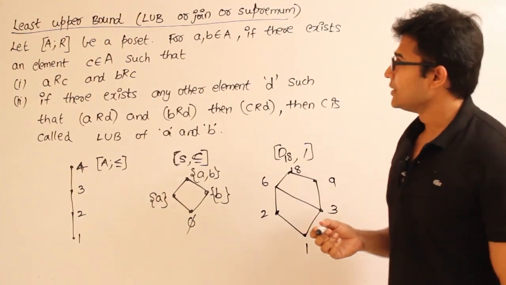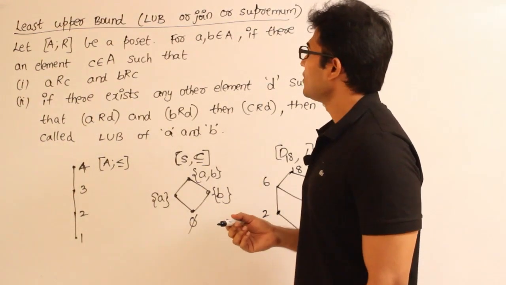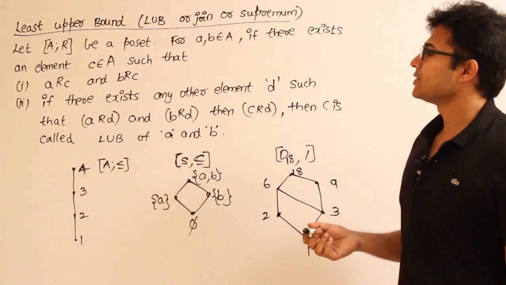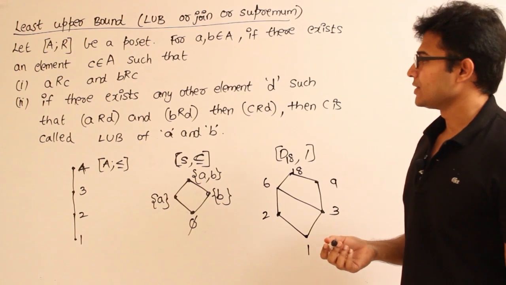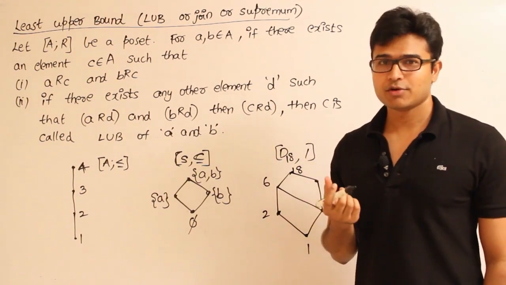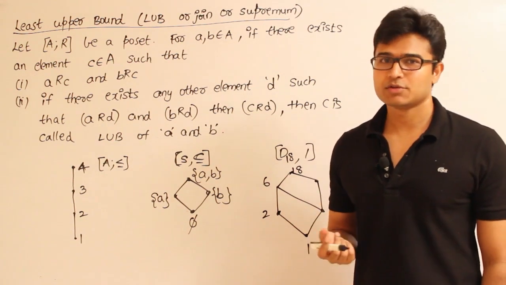See this, least upper bound. So LUB, or join, or supremum. Now how to find out this least upper bound? I'm going to give you the definition, but then we are not going to use these rules. We can use the other methods to find out.